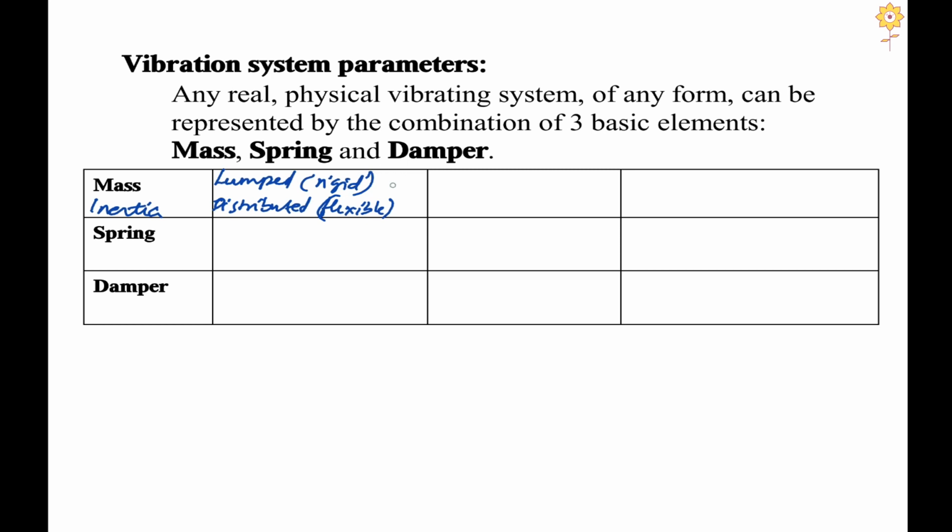So, the lumped mass will be represented by a block of mass and the motion of which will be described by the center of gravity. This will be characterized by the linear motion, that is the displacement as a function of time t. The SI unit of mass will be given by kilograms.